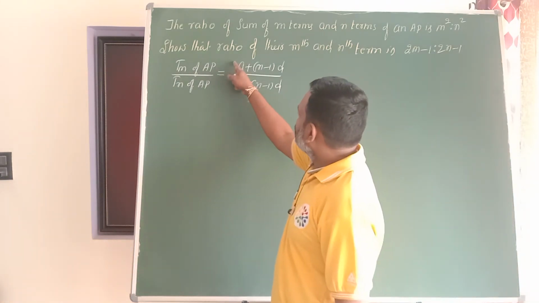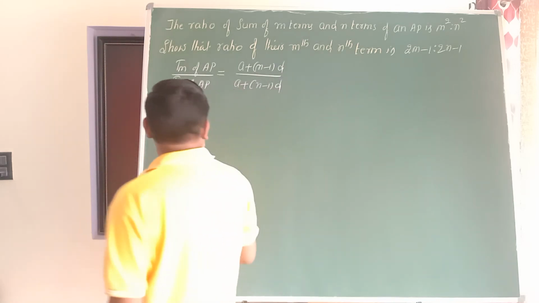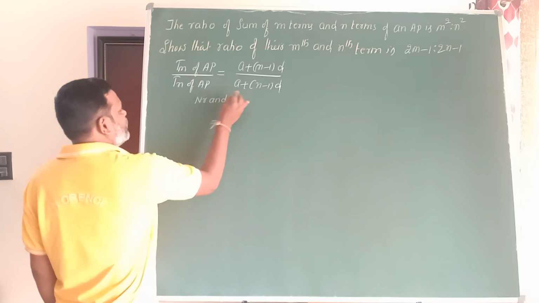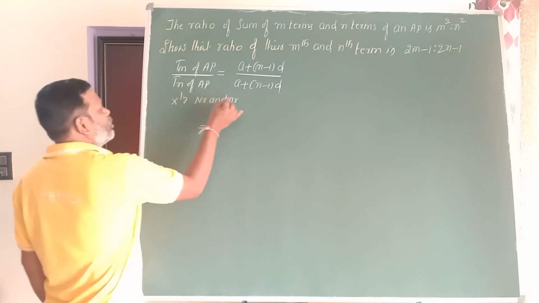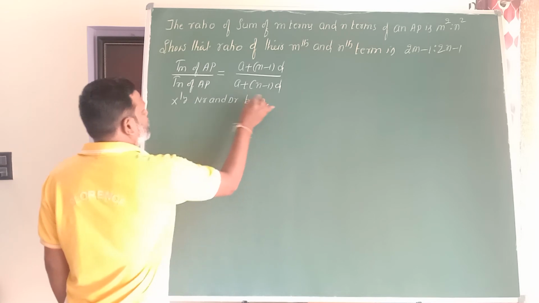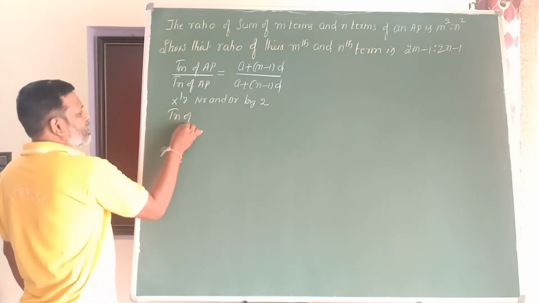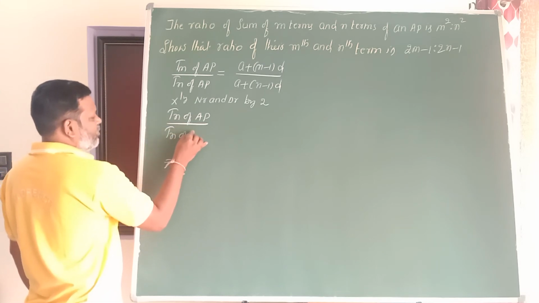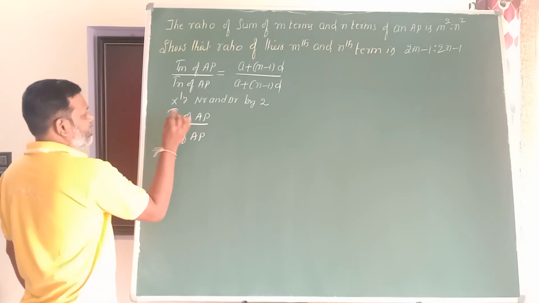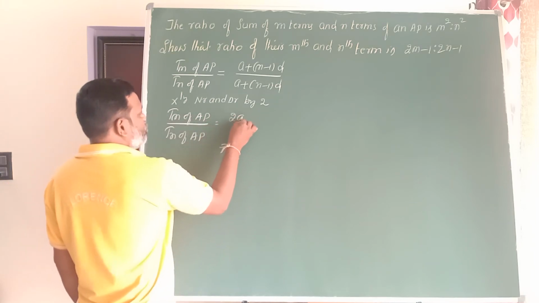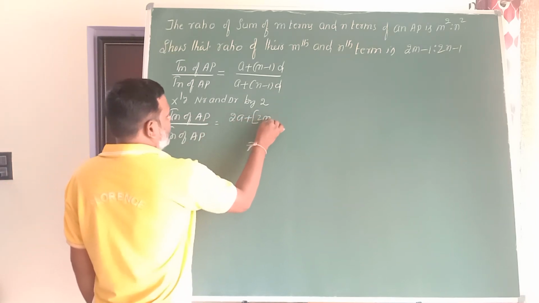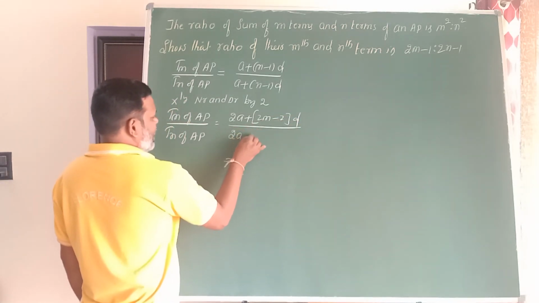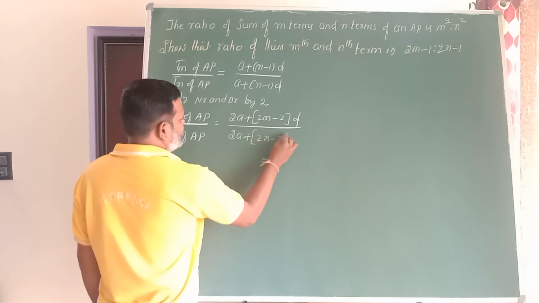We have to multiply numerator and denominator by 2. Multiply numerator and denominator by 2. So what happens here? Tm of AP divided by Tn of AP. Here it is Tm. That is equal to, I can write (2a plus (2m minus 2) into d) divided by (2a plus (2n minus 2) into d).